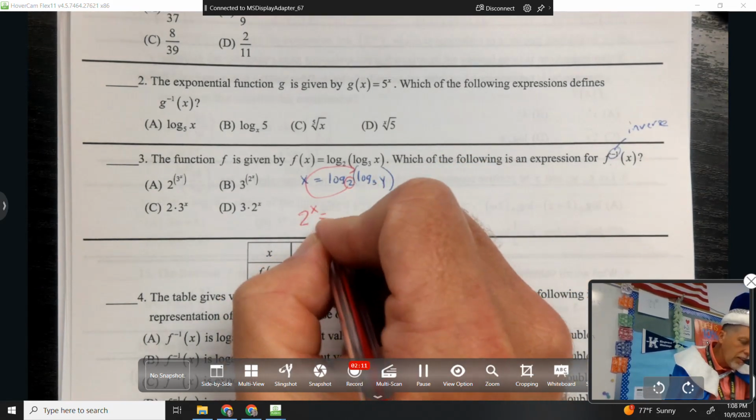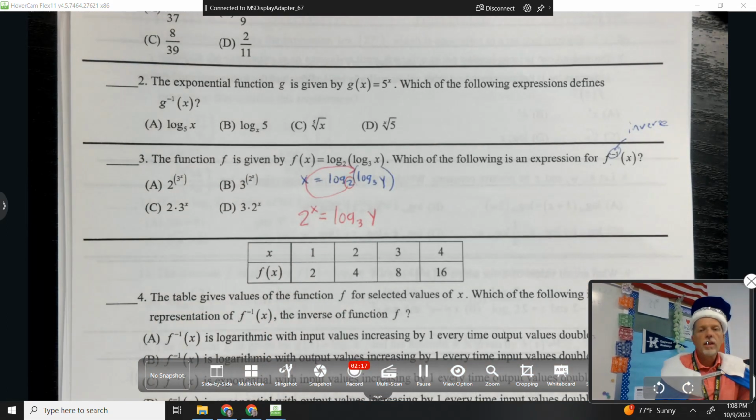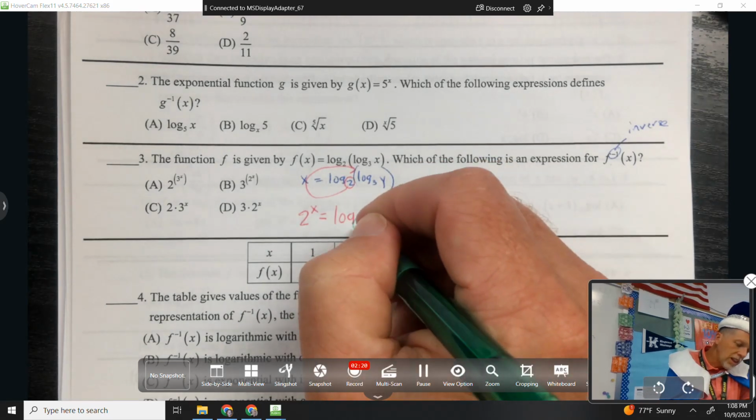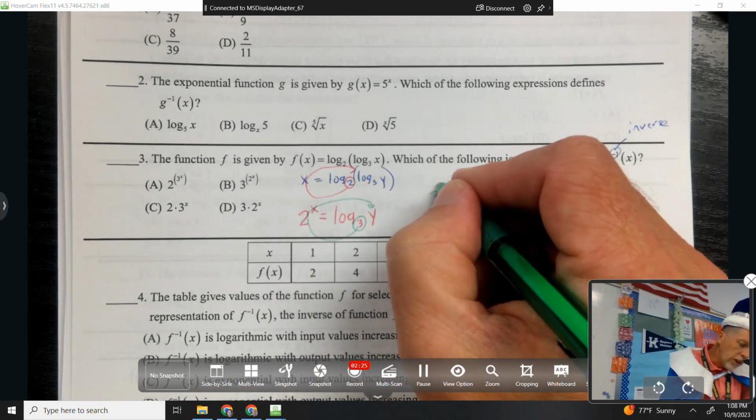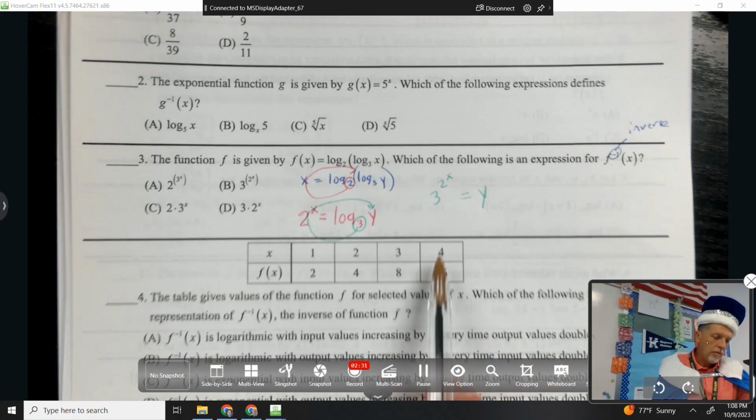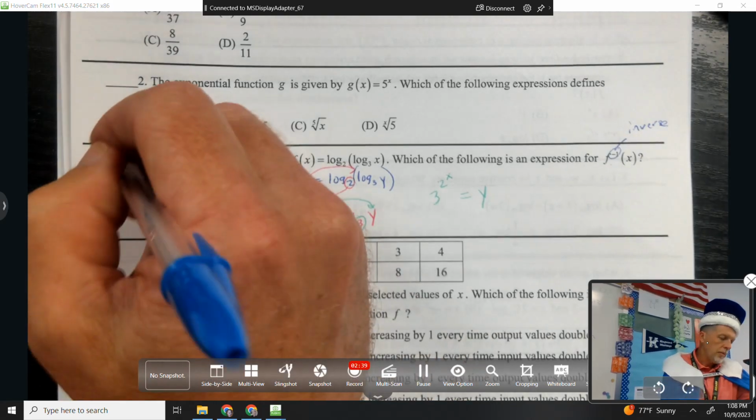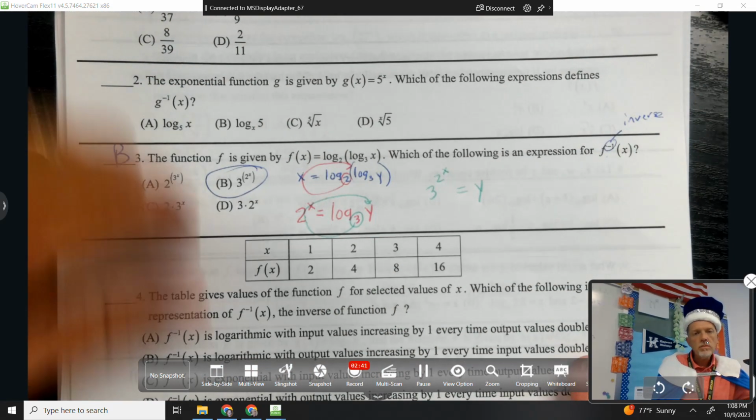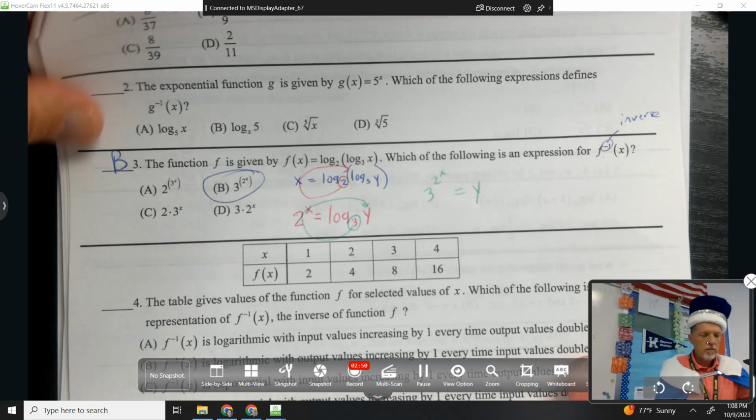So 2 to the x equals log base 3 of y. And then I can fishhook again. 3 to the 2 to the x, that's kind of weird, equals y. So that feels like a weird answer, but there it is. Answer choice B. 3 to the 2 to the x equals y. Several of the questions use that fishhook idea as the main concept to get there.